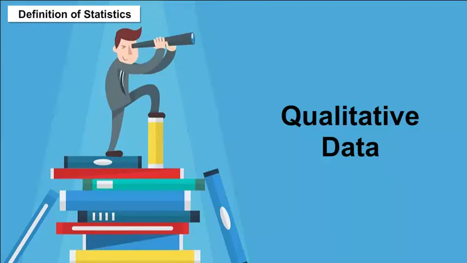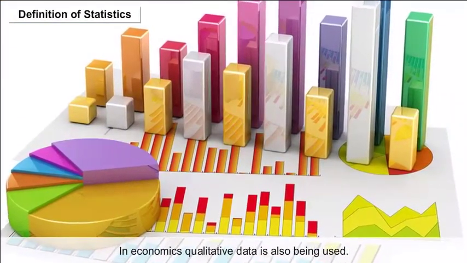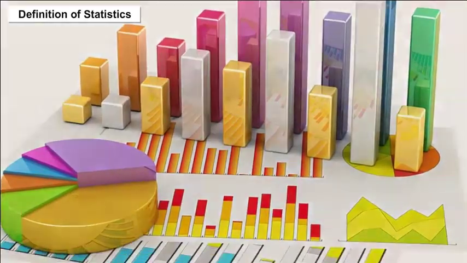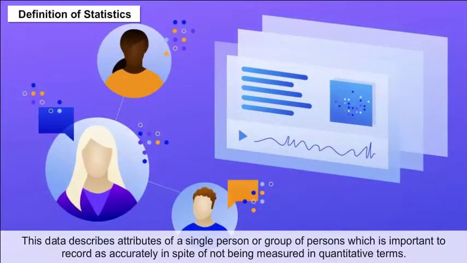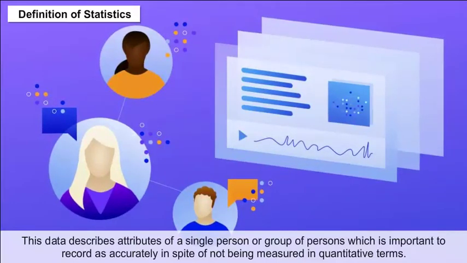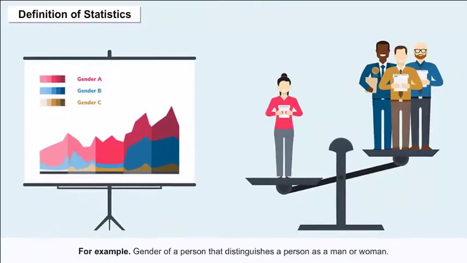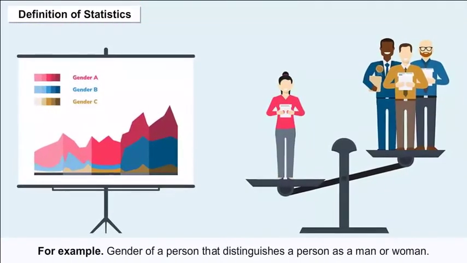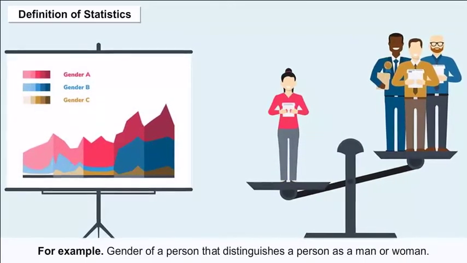Qualitative data. In economics, qualitative data is also being used. This data describes attributes of a single person or group of persons, which is important to record as accurately as possible in spite of not being measured in quantitative terms. For example, gender of a person that distinguishes a person as a man or woman.